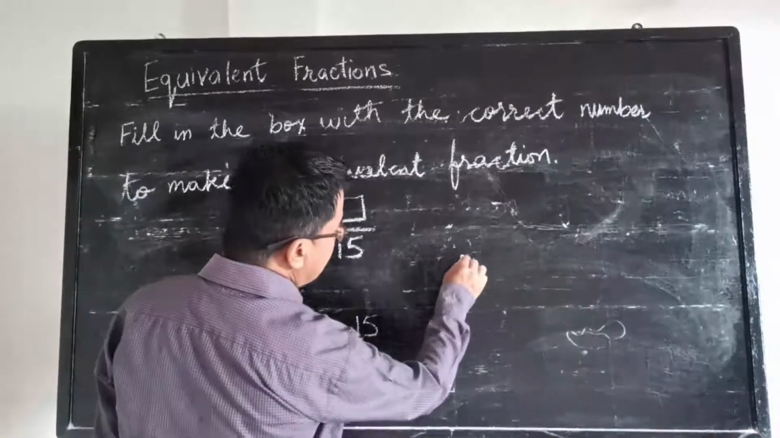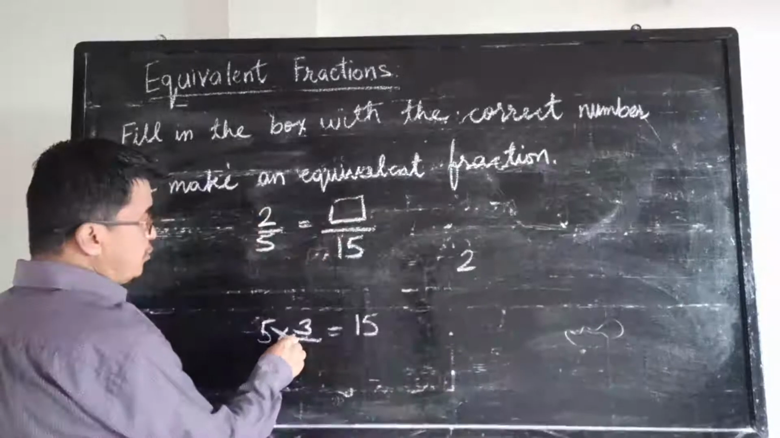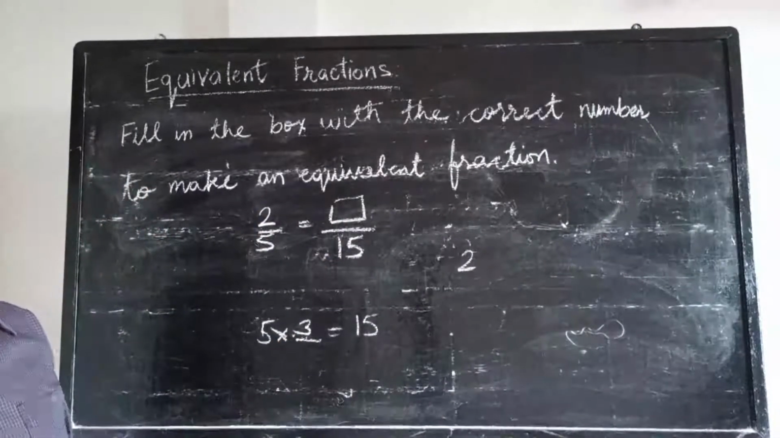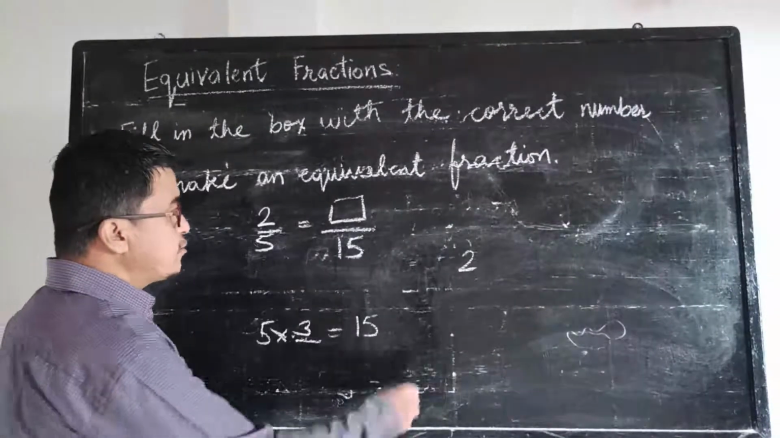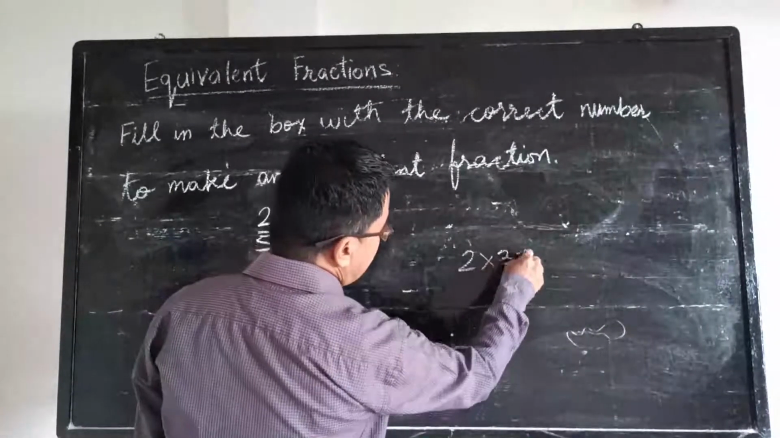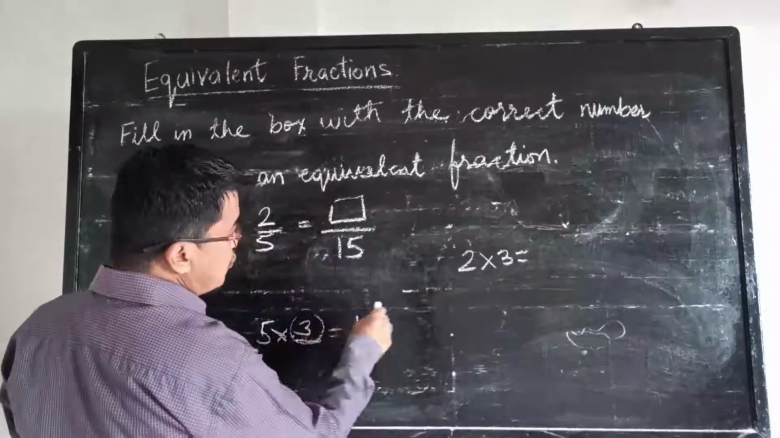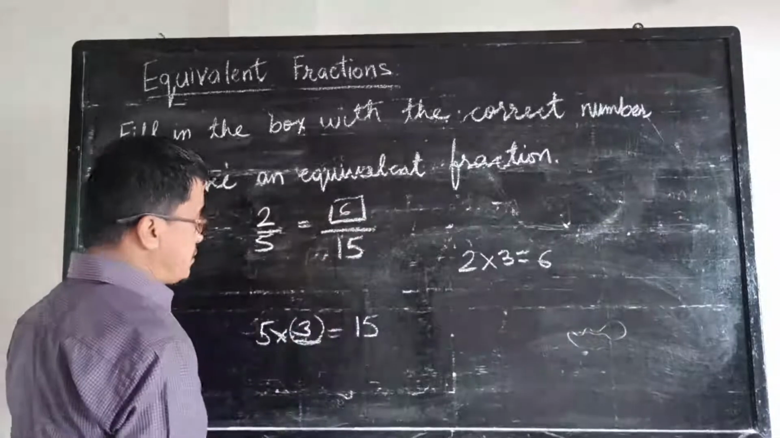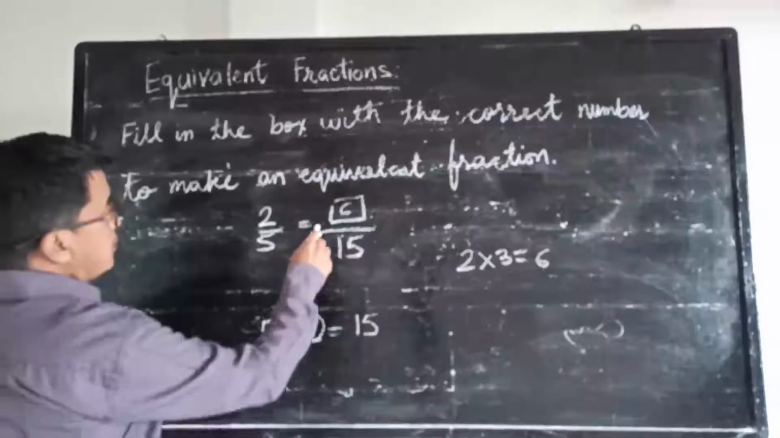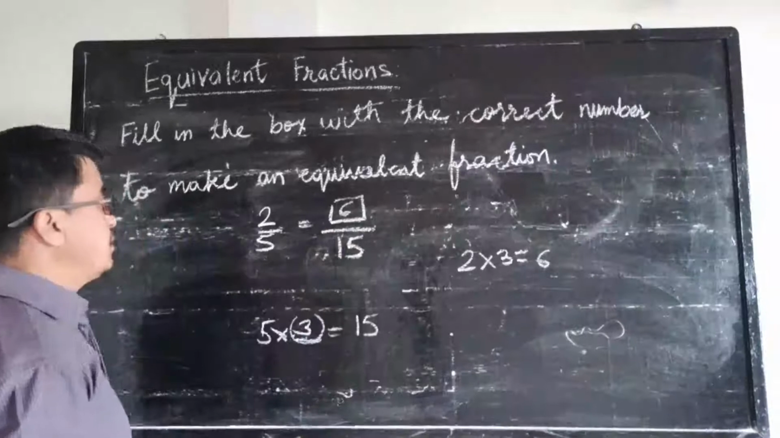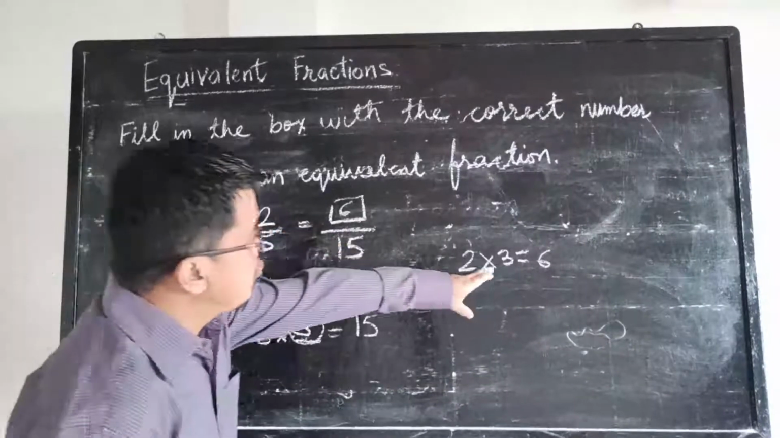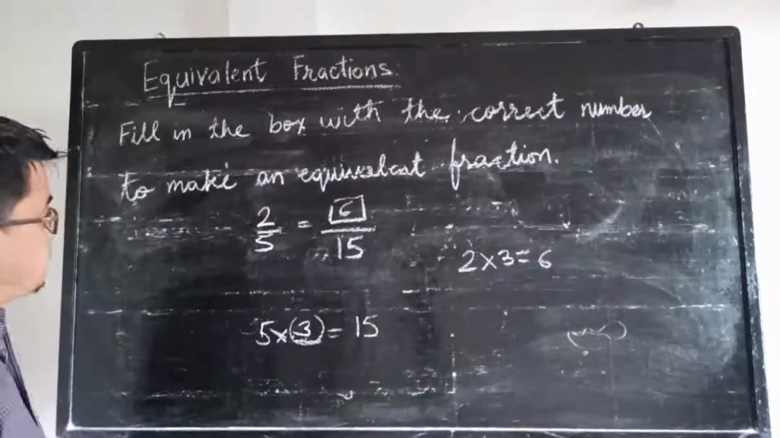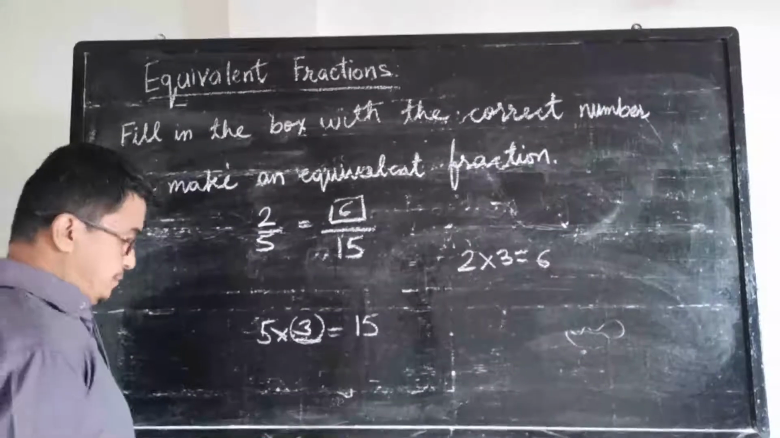Here also, you multiply the denominator by 3 to make it equivalent, right? You have to multiply the denominator and the numerator by the same number. So you multiply 2 also by 3. 2 threes are 6. In the box you write 6. 2 into 3 is equal to 6. 6 upon 15.